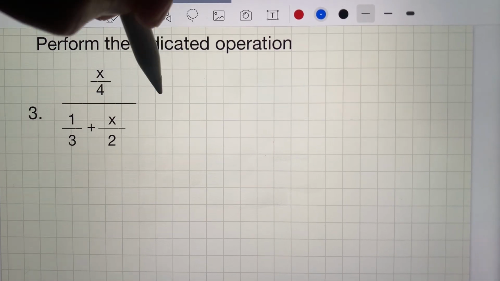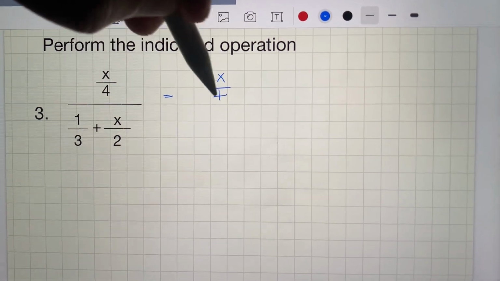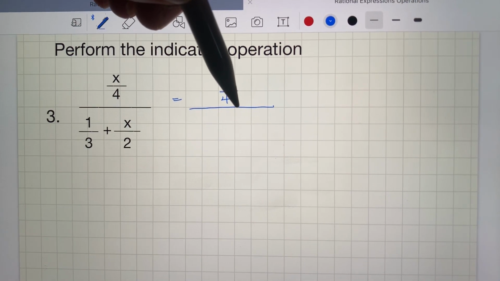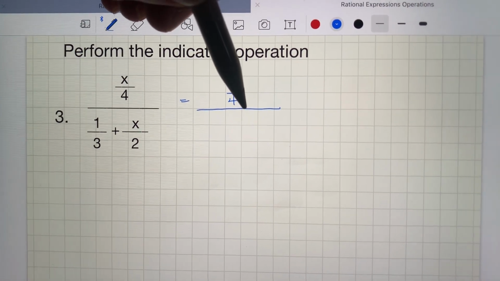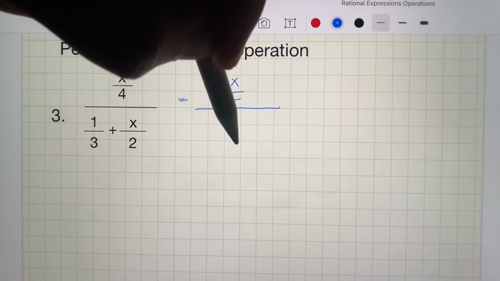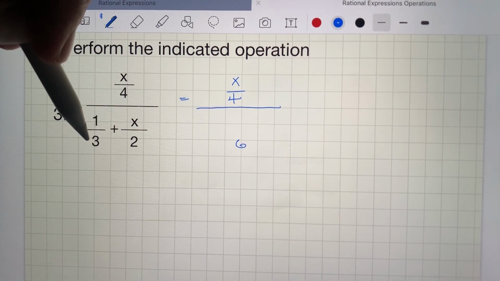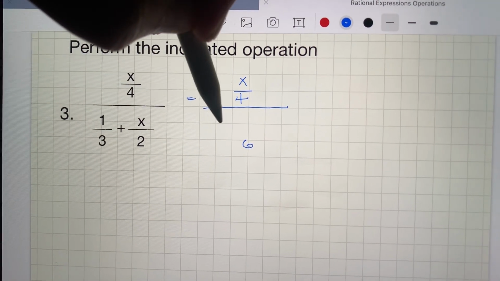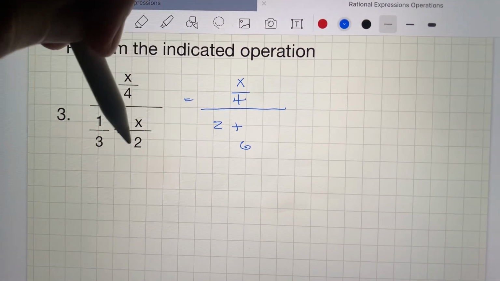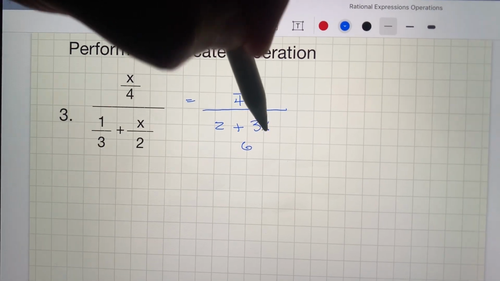So I'm going to write x over 4 divided by, my common denominator would have to be 6, right? So I can take it here. 6 divided by 3 is 2 times 1. So it's 2 plus 6 divided by 2 is 3 times x, 3x. Okay?